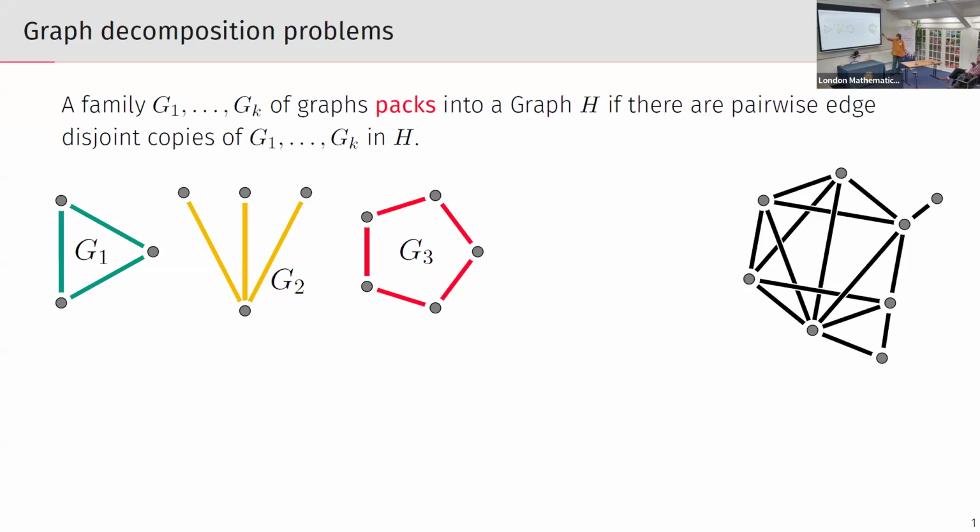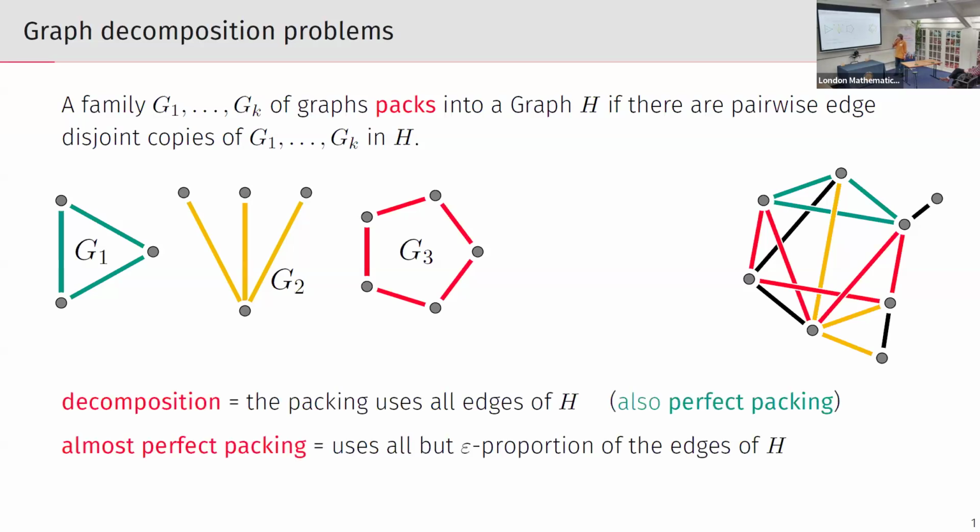Another way of saying this is I color some edges in this graph over here so that this is exactly a copy of the corresponding graph over there. And I don't need to use all the edges over here. These copies are not induced, they're edge disjoint, but they might not be vertex disjoint. Okay, so that's the packing. And if this packing uses up all the edges over here, I don't have any black edges left, then this is what we call a decomposition of the graph H into these other graphs. And sometimes it's also called a perfect packing.